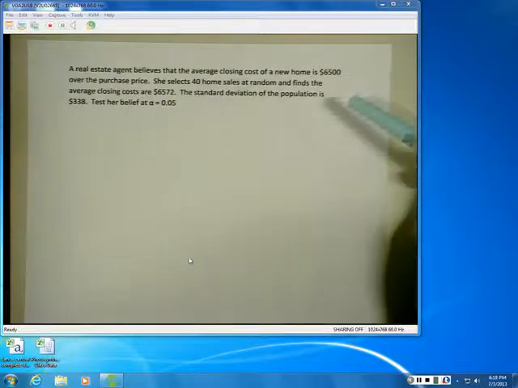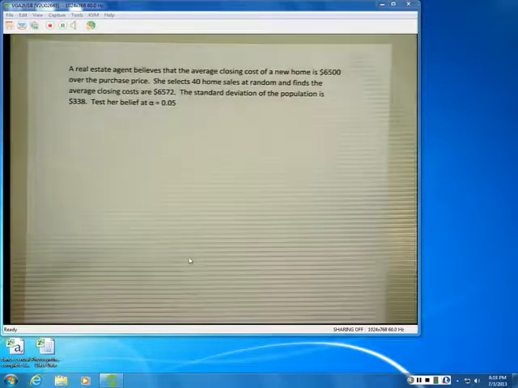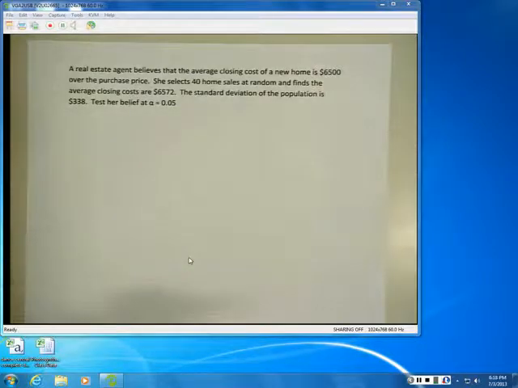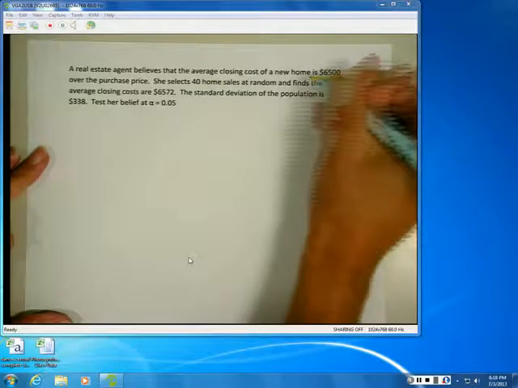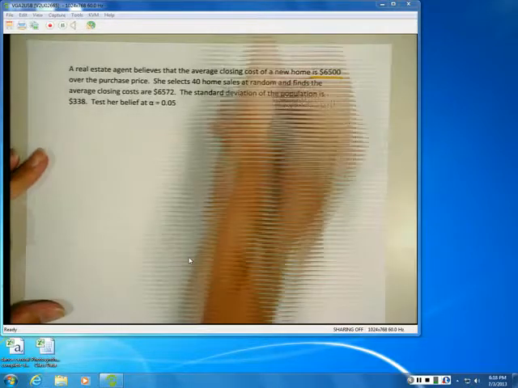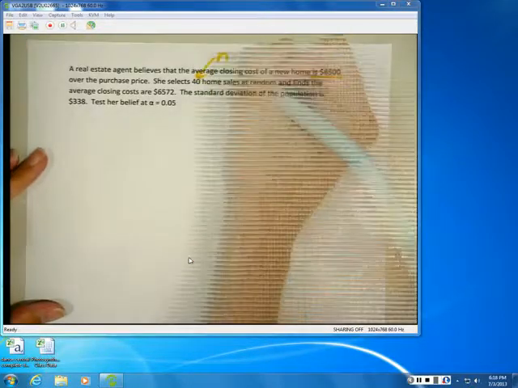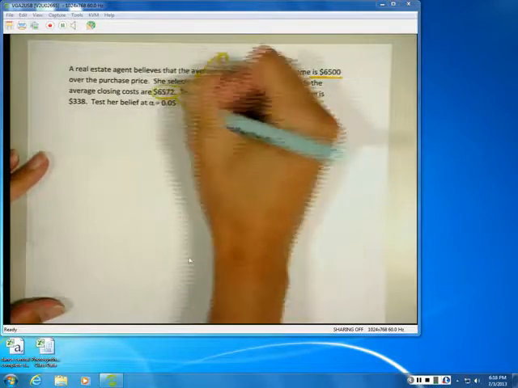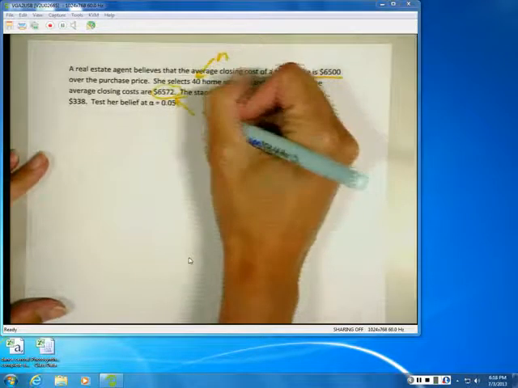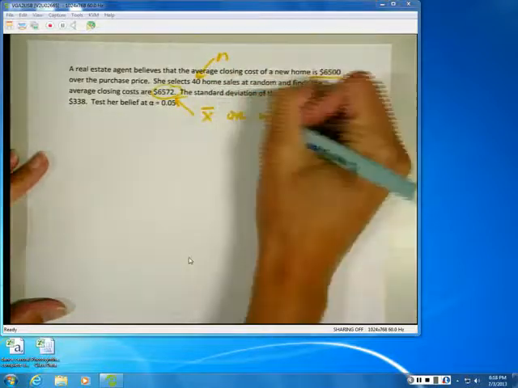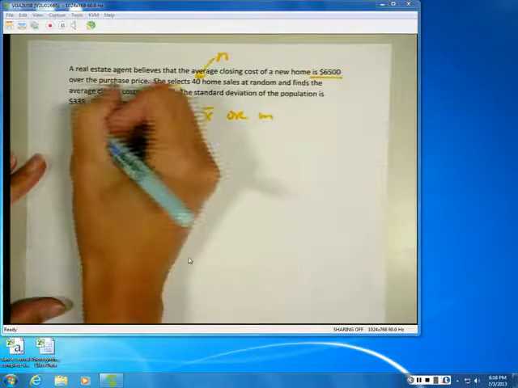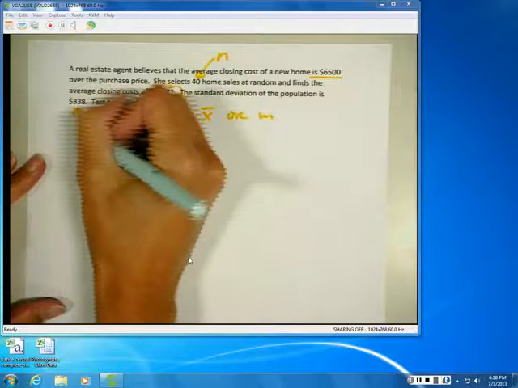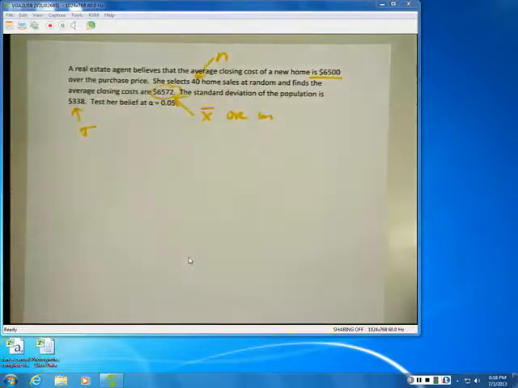So this one says that a real estate agent believes that the average closing cost of a home is $6,500. She selects 40 home sales, that's N, at random, and finds that the average closing cost is $6,572. So this would be X bar or M. The standard deviation of the population is 338. Test her belief at alpha equals 0.05.